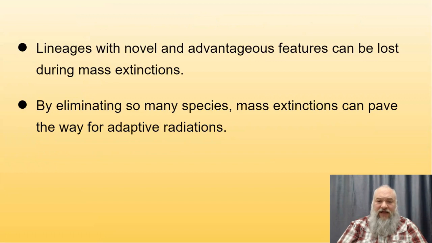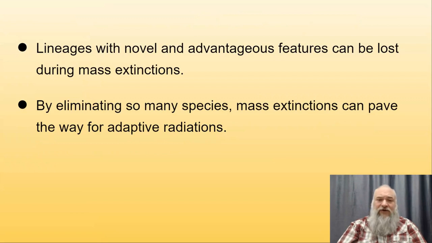Lineages with novel and advantageous features can be lost during mass extinctions. So, there's a lot of random chance on what mutations happen. Sometimes we can get some amazing new variations, leading to new lineages and new types of organisms that mass extinction events just wipe out. And then you've got genetic drift happening and all that kind of stuff. So by eliminating so many species, mass extinctions can pave the way for adaptive radiations.